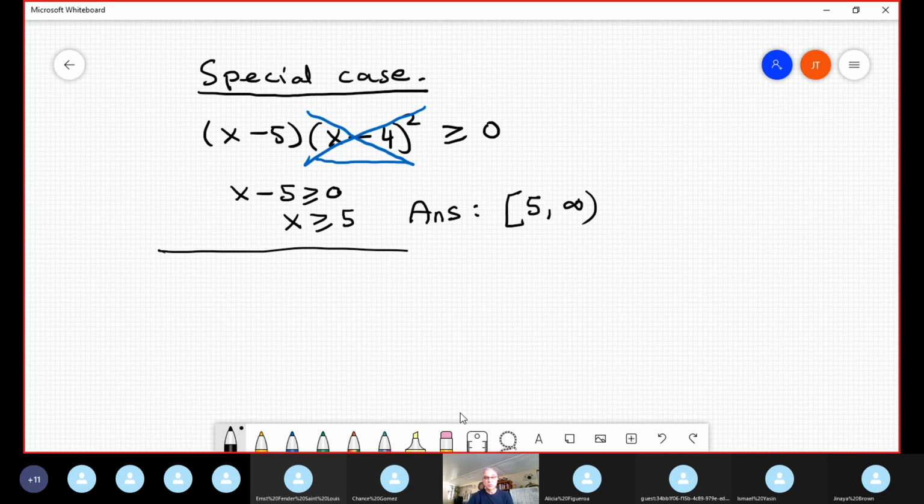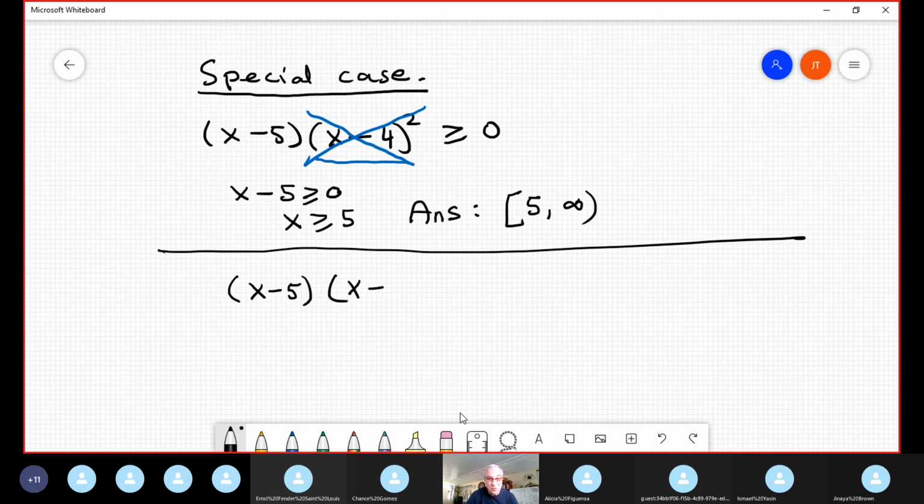This is similar to test number 1. Now, what is the problem? The problem is, see, you have, for example, x minus 5. Let's do exactly the same problem, but I change one small thing.